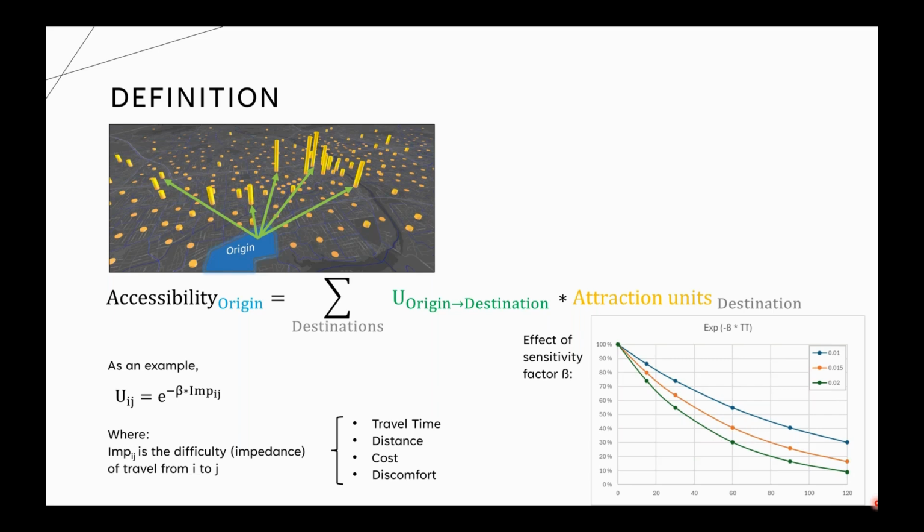In addition, the impedance function in here does not necessarily need to be limited to travel time. It can include distance, cost, and discomfort, like when the vehicles or station stops are too crowded or feel unsafe. If we have data on these parameters, and if we can calculate their weight factors relative to the main parameter, which in this case is travel time, then we can include them in the impedance function.